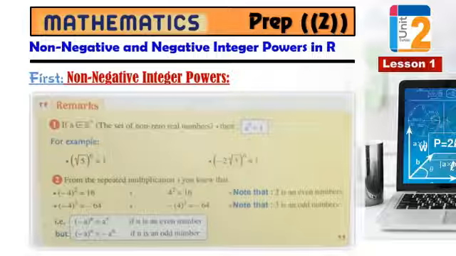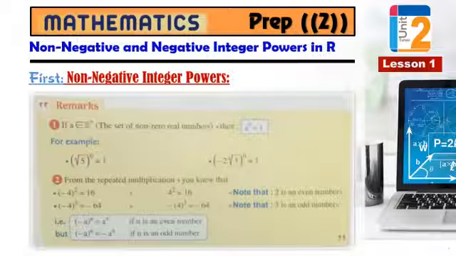Okay, my dear students, we have some remarks. Remark number 1, if a belongs to R star. R star means the set of non-zero real numbers. Then a to the power 0 equals 1. It means any real number not equal to 0, to the power 0 equals 1. For example, square root of 5 to the power 0 equals 1, and negative 2 times square root of 3 to the power 0 also equals 1. This is number 1.